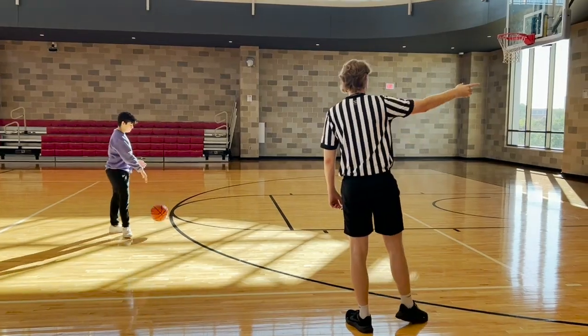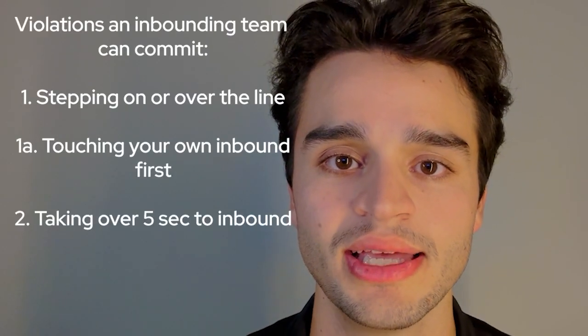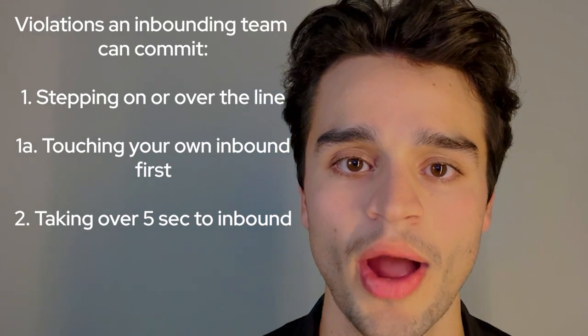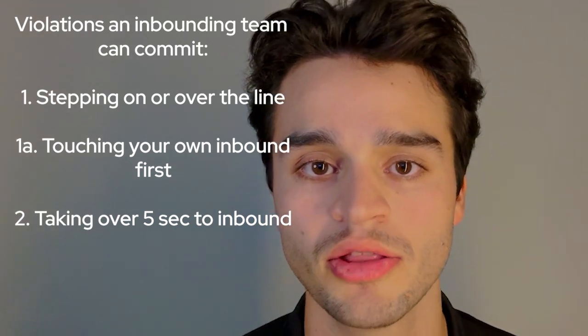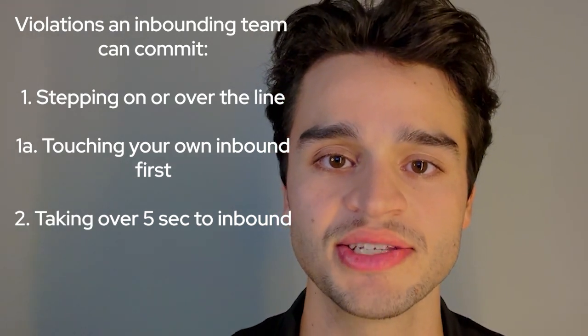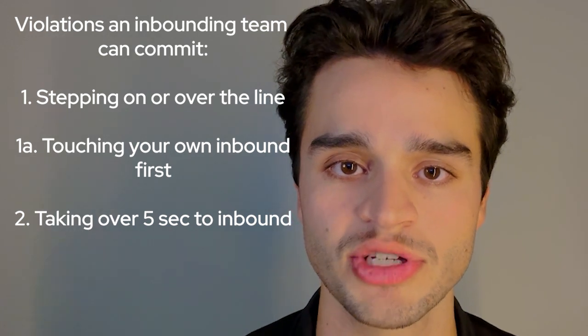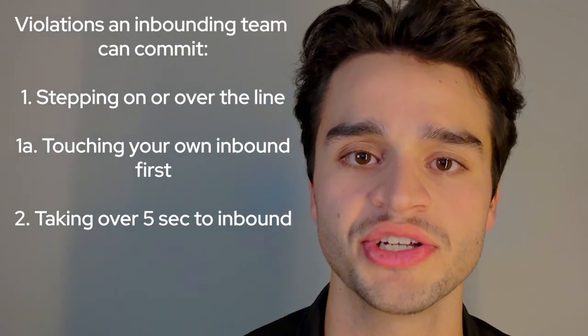Inbound violation. The second violation that a throw-in team can commit is a 5-second violation. After you give the person the ball, they have 5 seconds to release it for somebody inbounds. If they don't, that's a violation. You'll give it to the other team.